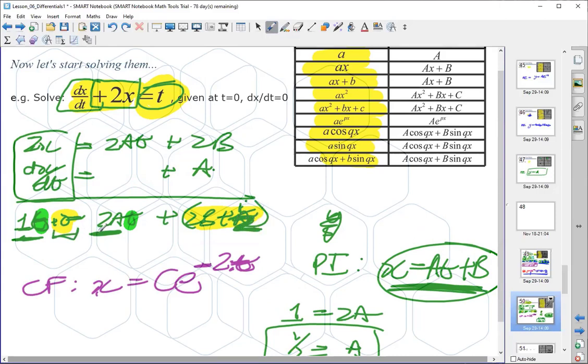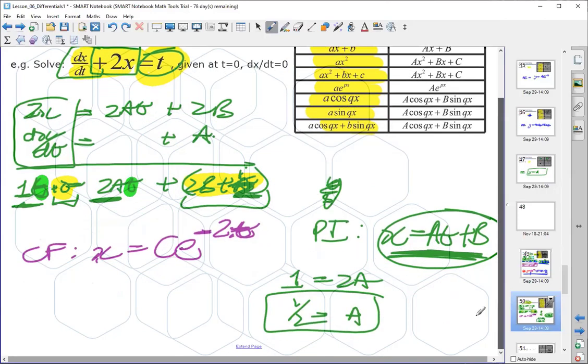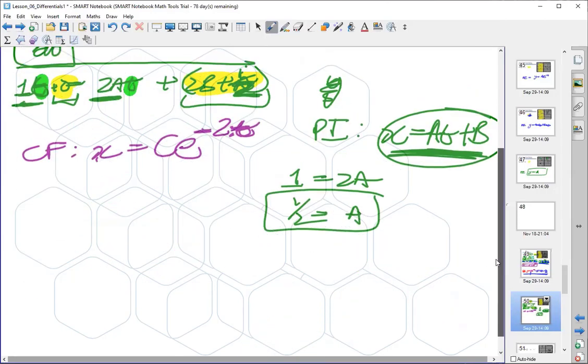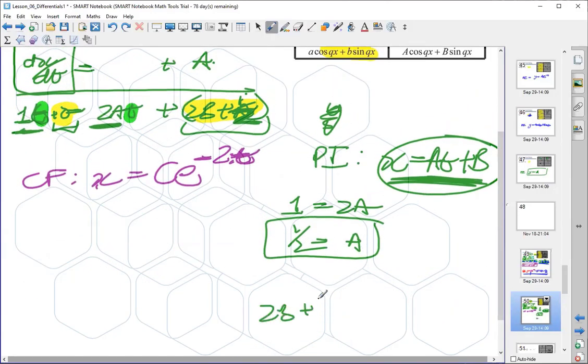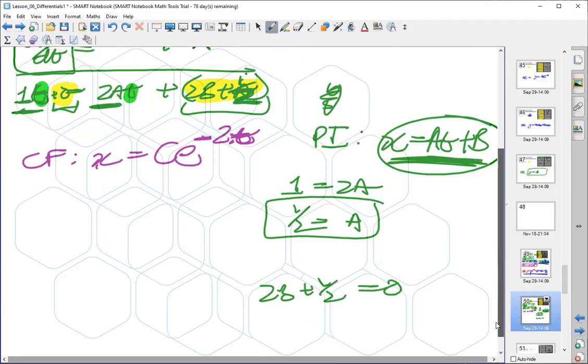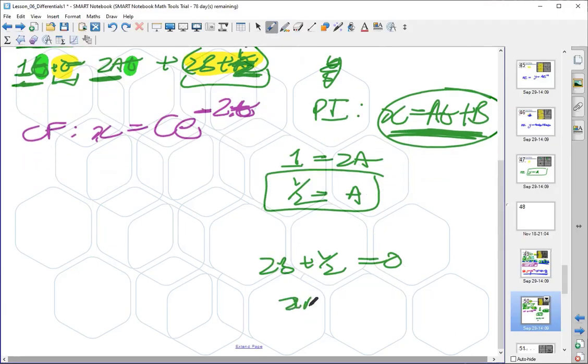And then that's a 0. So that's got to be a 0. So 2b plus a half has got to be 0. So 2b has got to be minus a half. So B has got to be minus a quarter.